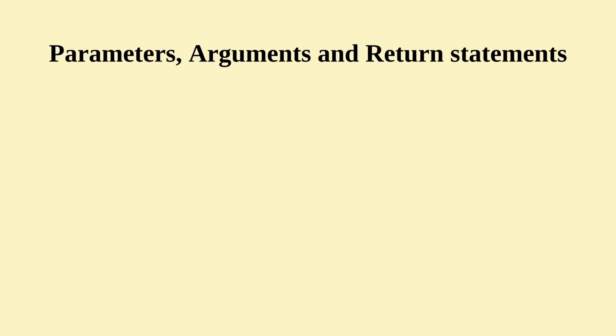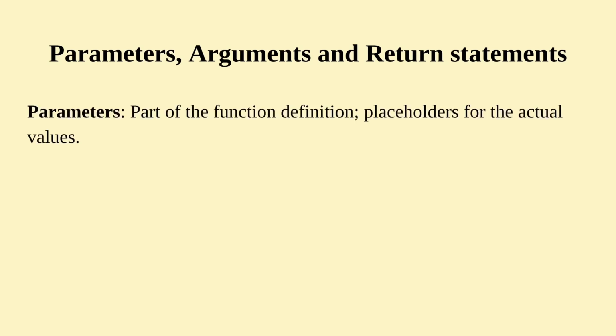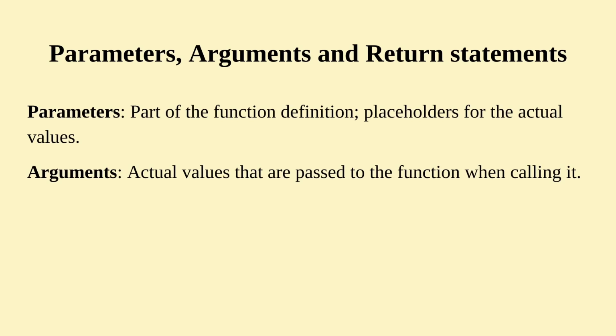Next we have parameters, arguments and return statements. Parameters. They are a part of the function definition and they act as placeholders for the values passed to the function when it is called. Parameters are just the variables defined within the brackets of the function definition. Arguments. These are the actual values that are passed to the function when calling it. These values are assigned to the corresponding parameters in the function definition.